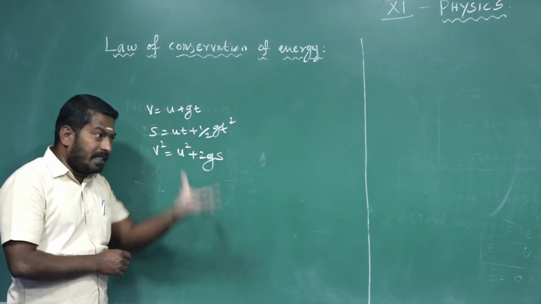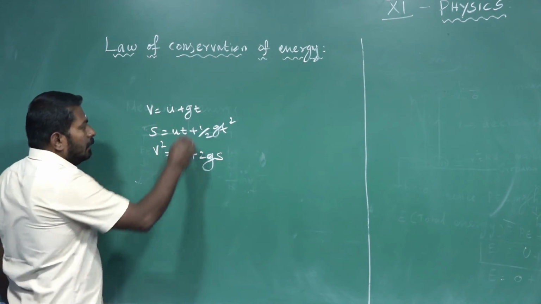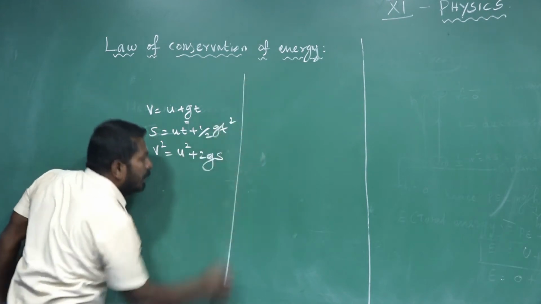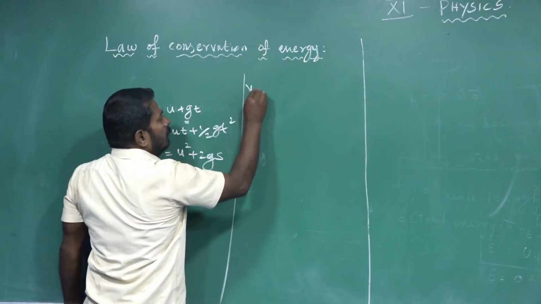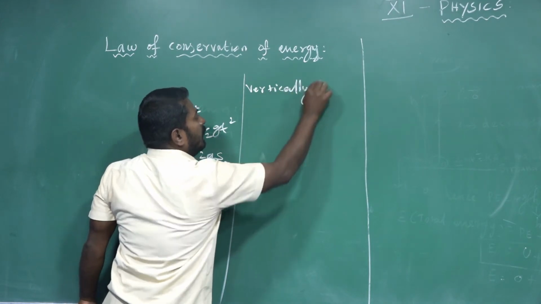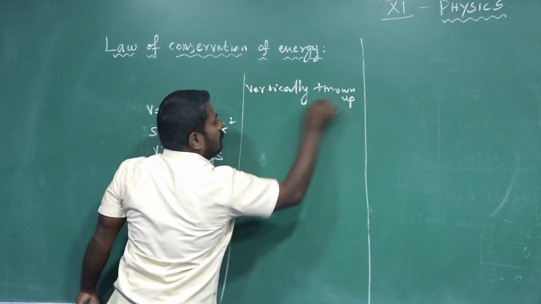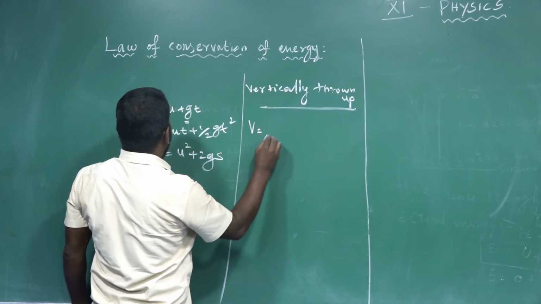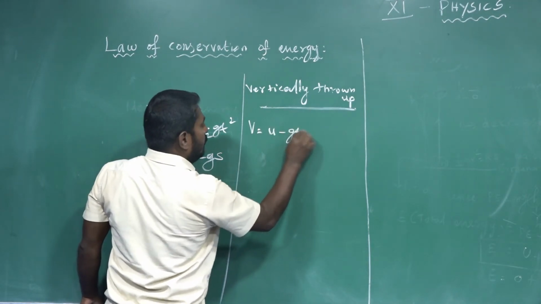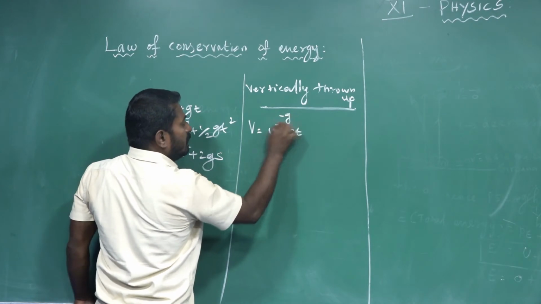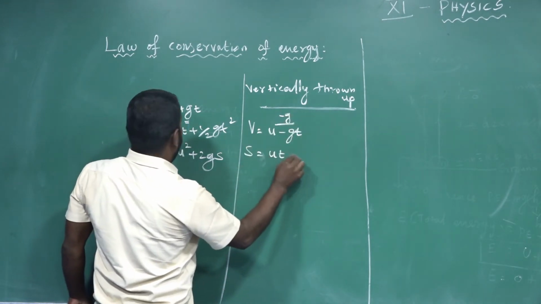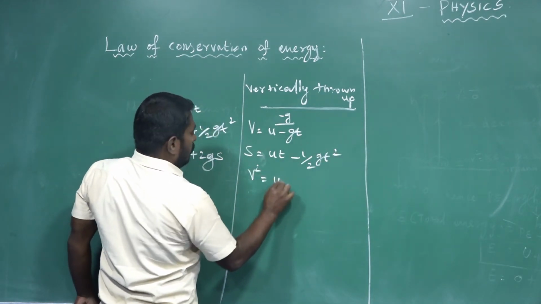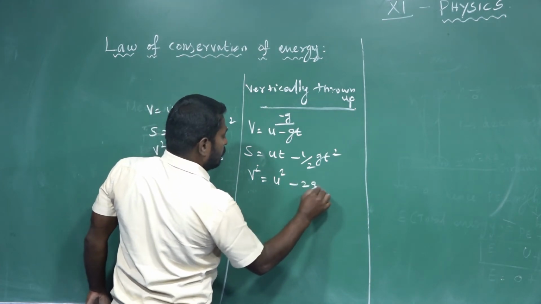Depending upon whether the body is thrown vertically upward or is a freely falling body, the G is taken as either positive or negative. If your body is thrown vertically upward, how can these three equations be modified? V is equal to U minus GT. The G value is taken as minus G. S is equal to UT minus half GT square. V square is equal to U square minus 2GS.